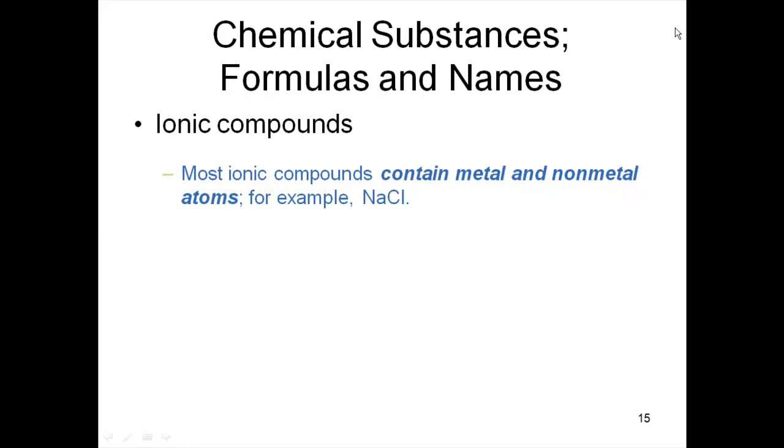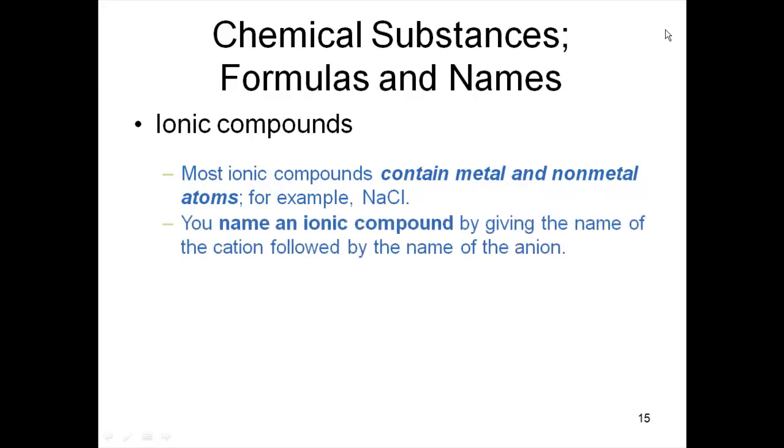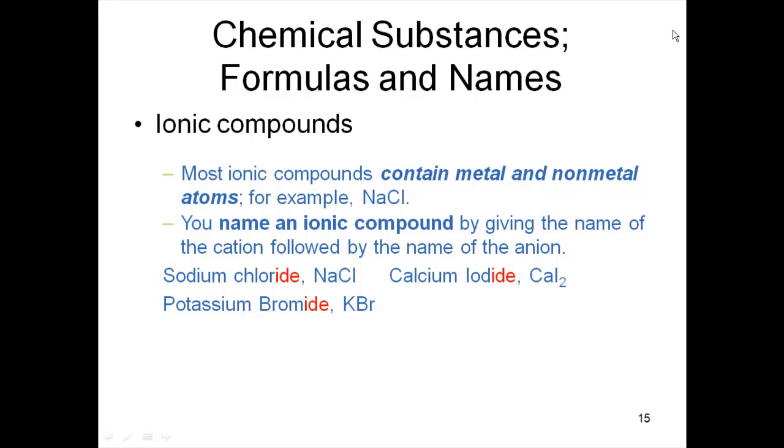Most ionic compounds contain a metal and a non-metal, or we should say charged particles, because you get something like the sulfate that we discussed. You name an ionic compound by giving the name of the cation first, followed by the name of the anion. Some examples: sodium chloride, potassium bromide, calcium iodide.